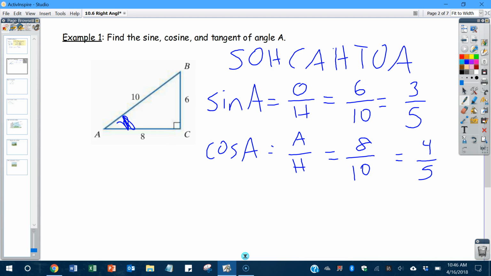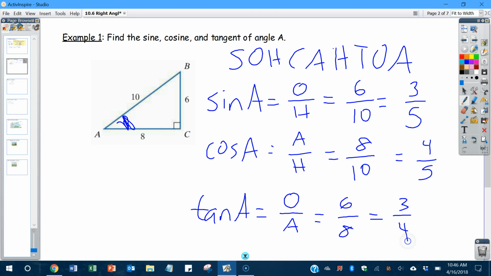Having numbers on this might help these formulas make a little sense. The tangent of angle A is going to be the opposite over the adjacent, that's the TOA part, which is 6 over 8, which is 3 over 4. So those are the three things. If I have all three of these side lengths, then I should be able to tell you the sine and the cosine of angle A and of angle B if I wanted to. That wouldn't be a hard thing to do. So given a right triangle, I can find these three things if I have enough information about the sides of the triangle.